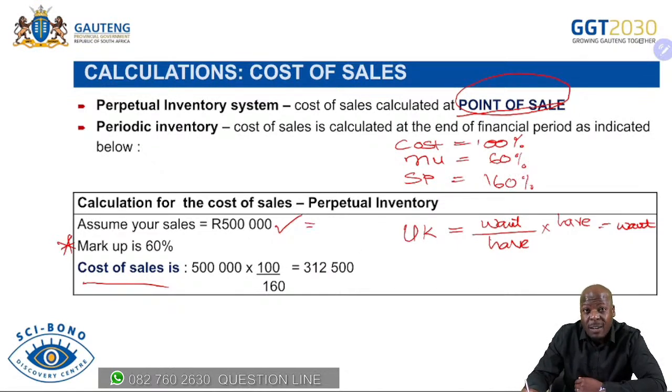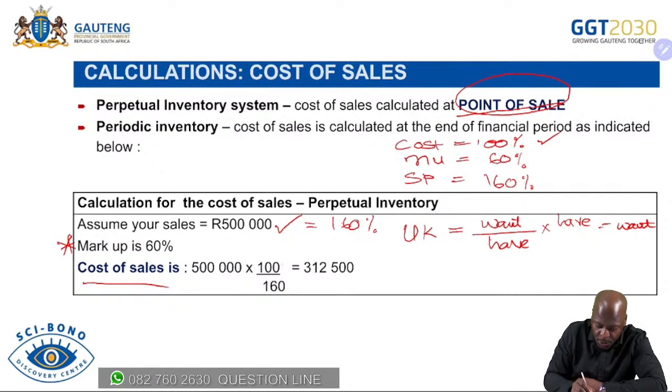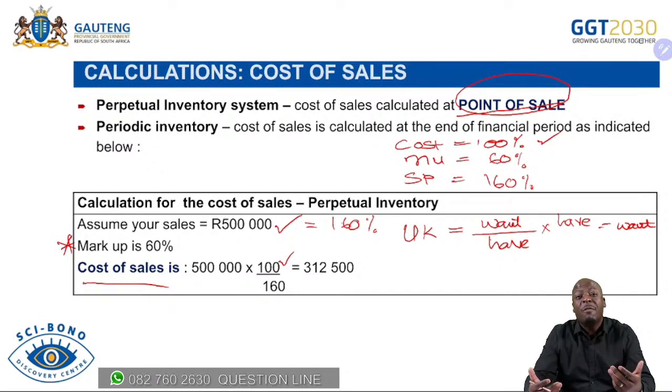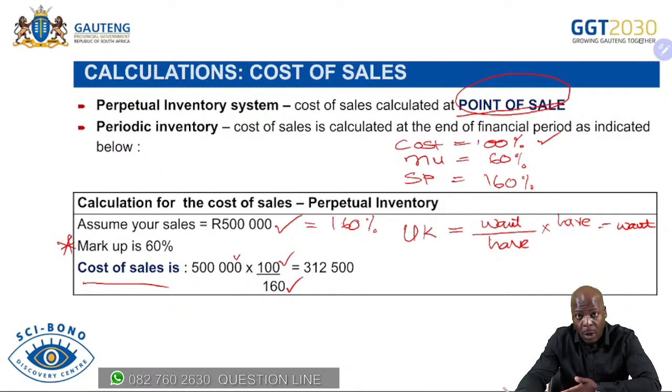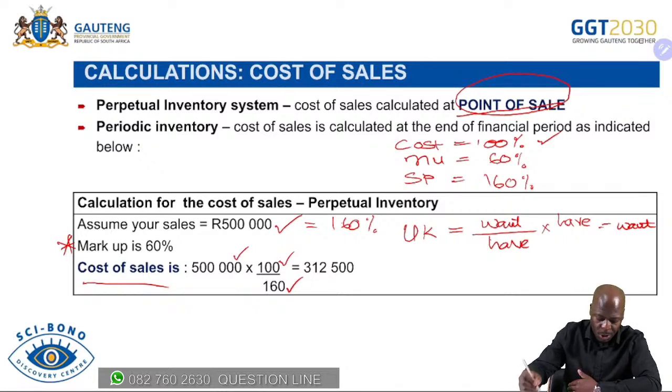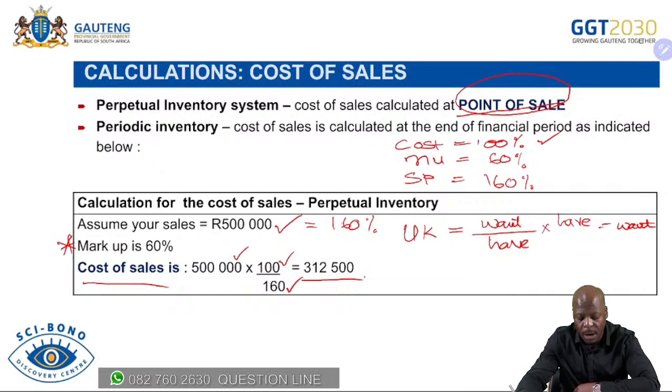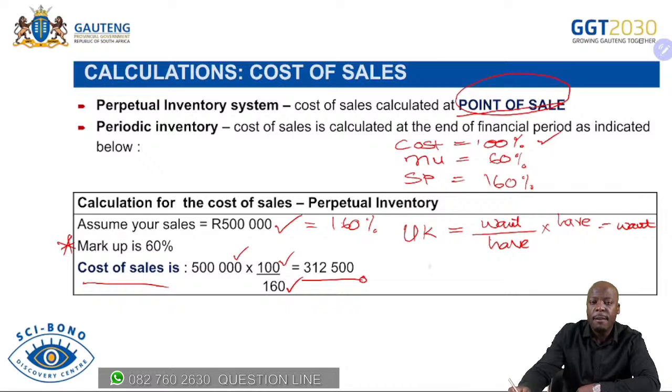So what is it that I want? I want the cost, which is the 100. That is what I want. What do I have? The have must have two values. One is a percentage and one is a rand value. So my have is the 160 as well as the 500,000. So it's going to be 100, what I want, over what I have, which is 160 as a percentage, but then the rand value of the 160 is your 500,000. It would then give you your cost of sales, which is 312,500.